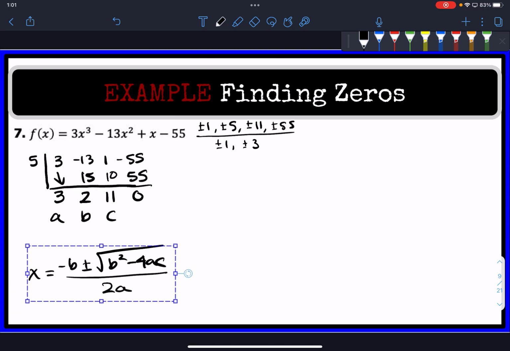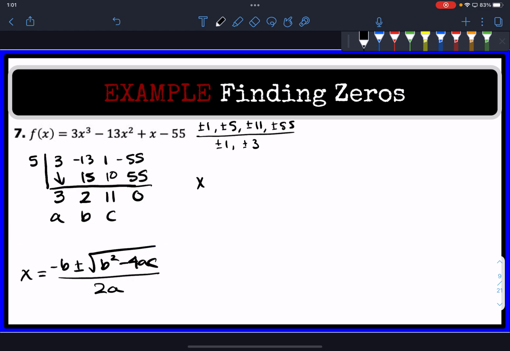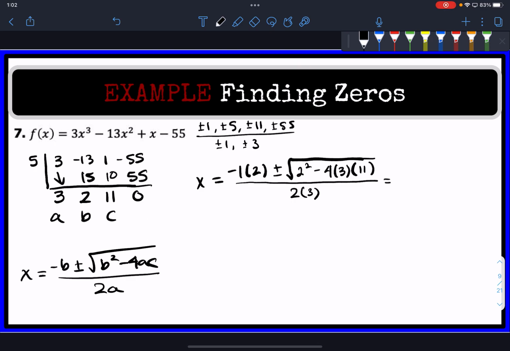And again, jumping straight into my quadratic formula, x is going to equal -1 times 2 plus or minus the square root of 2 to the second power minus 4 times 3 times 11. Divide this by 2 times 3. We end up with 2 plus or minus all of this simplifies to -128 divided by 6.